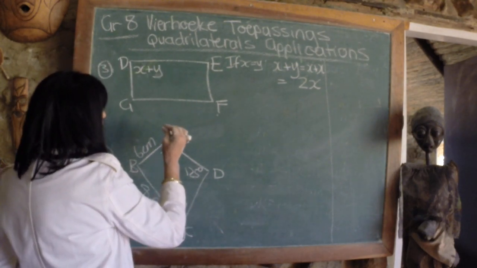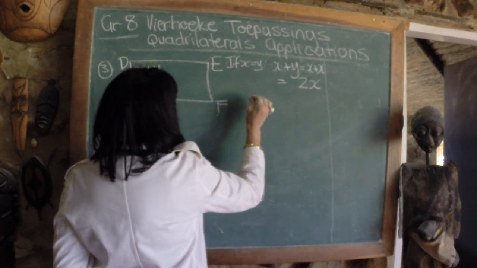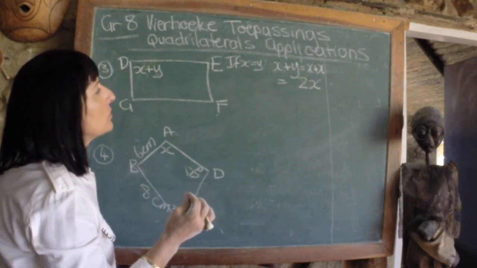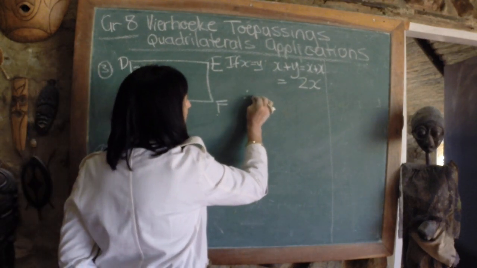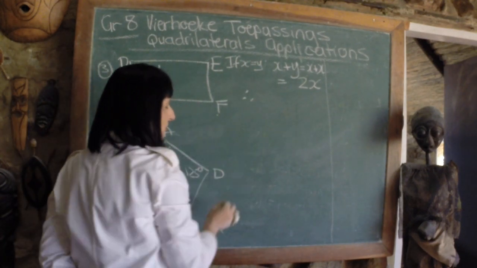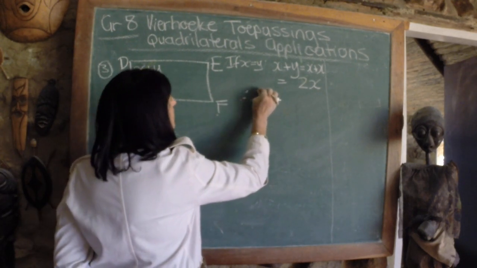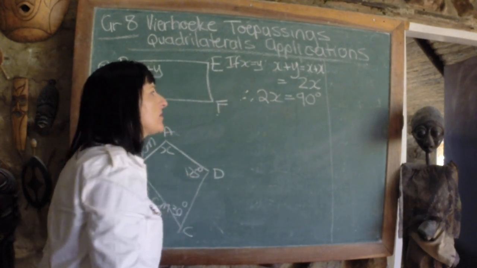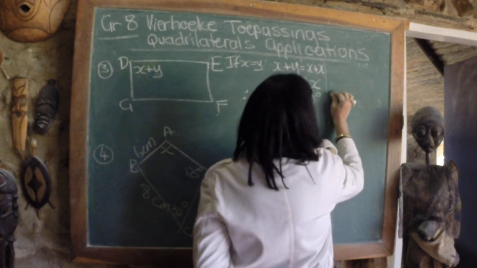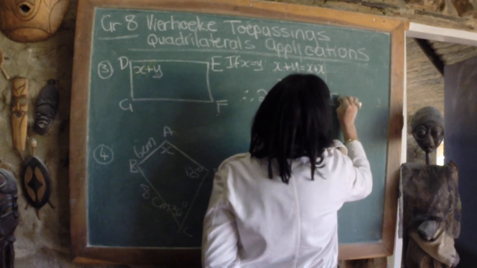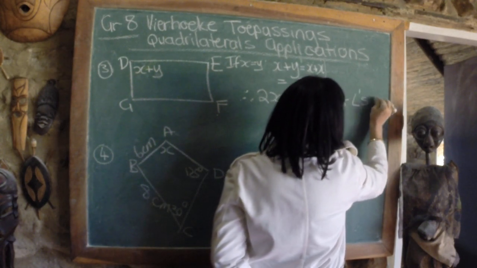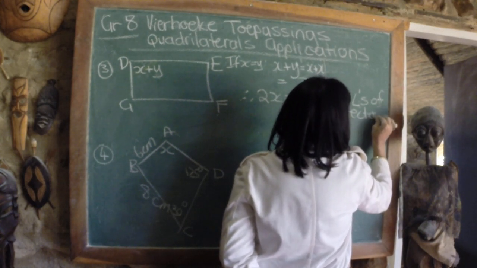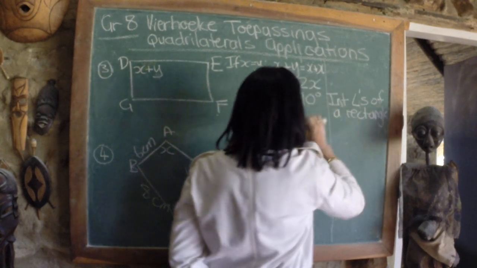So I know, because it's a rectangle, the interior angles are all equal to 90 degrees. Therefore, that's a therefore sign in mathematics. Daarom is 2x gelyk aan 90 grade. Hoekom sê juffrou 2x equals 90 degrees? Because that is the interior angles of a rectangle. Binnehoeke van 'n reghoek is mos 90 grade.